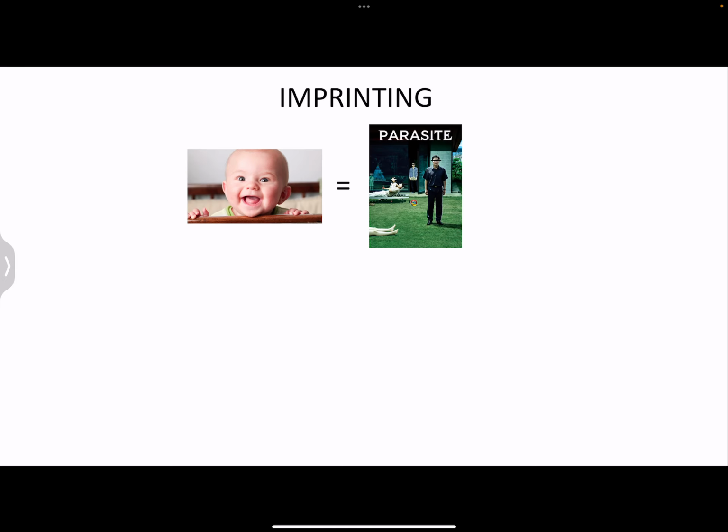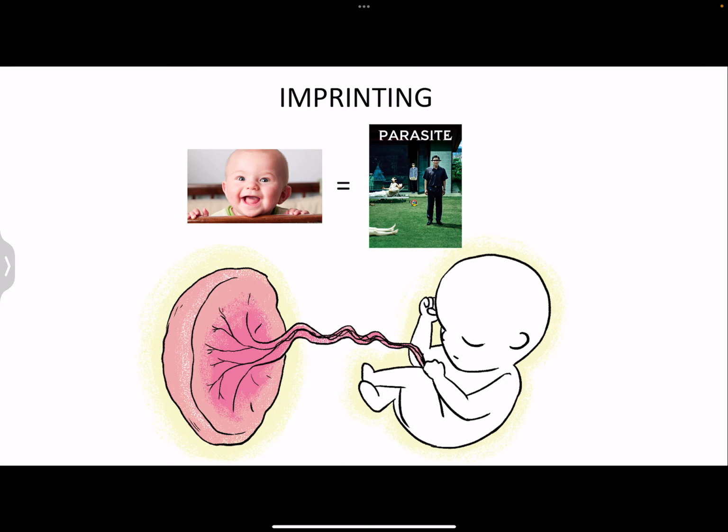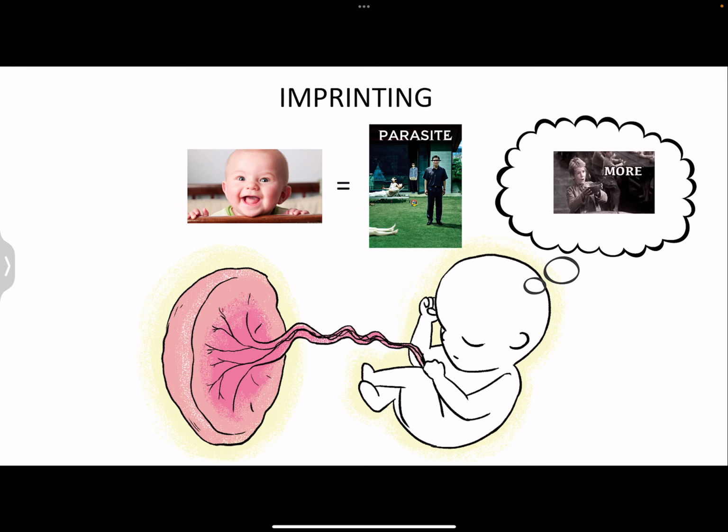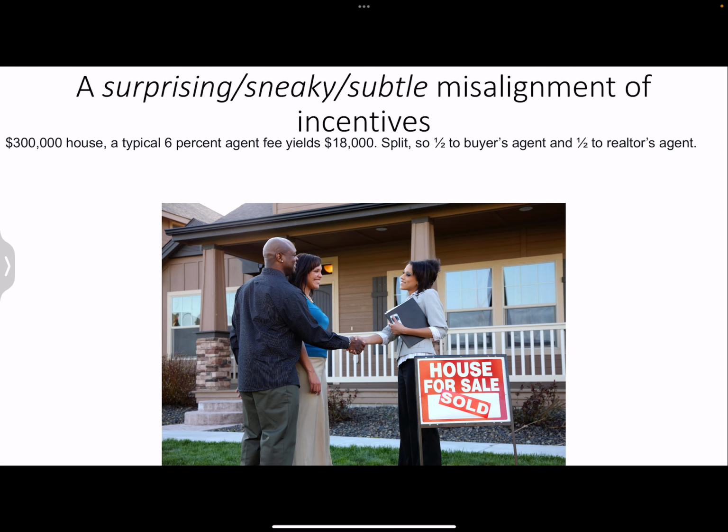Imprinting. So babies are little parasites. Why? Because they're sucking all the nutrients from mom. And problematically, sometimes they suck a little bit more nutrients than is healthy from mom, right? So let's think about incentive. Imagine a couple trying to sell a house and their realtor. It seems like their incentives are aligned, right? If you sell a $300,000 house, it's a 6% fee, and half that goes to the buyer's agent, half to the seller's agent. So at the end of the day, on a $300,000 house, the agent gets $4,500, right?